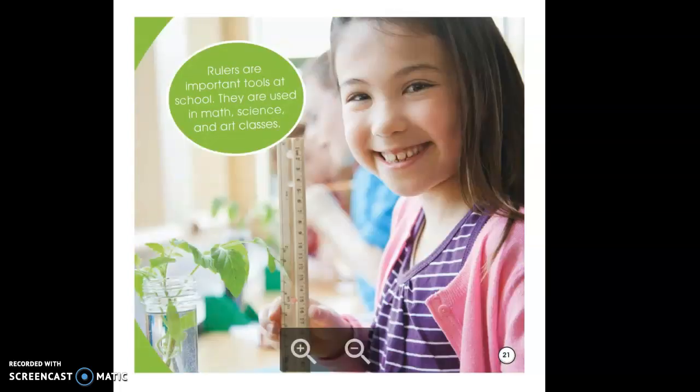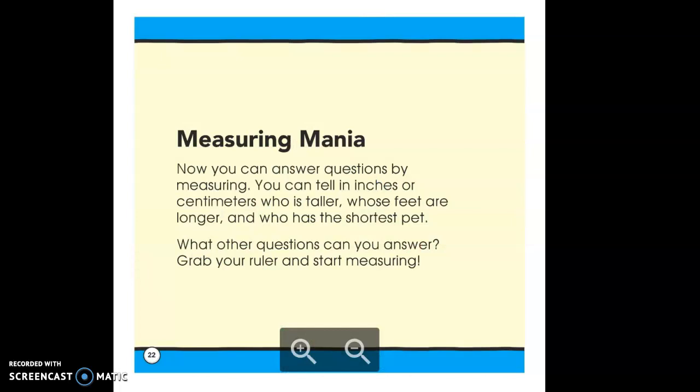Rulers are important tools at school. They are used in math, science, and art classes. Measuring mania. Now you can answer questions by measuring. You can tell in inches or centimeters who is taller, whose feet are longer, and who has the shortest pet. What other questions can you answer? Grab your ruler and start measuring.